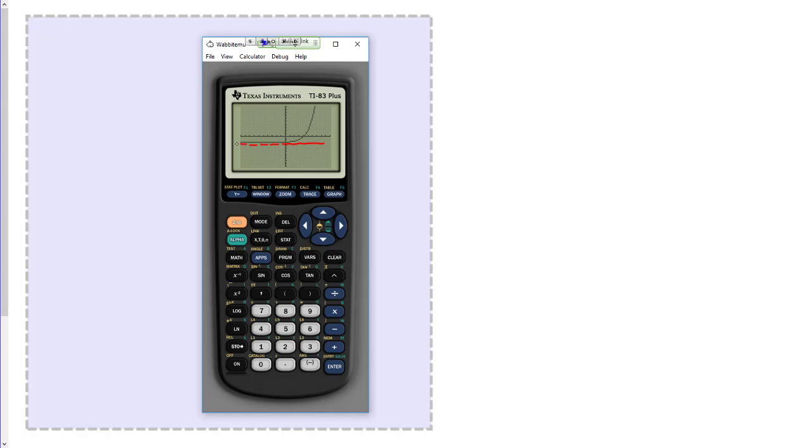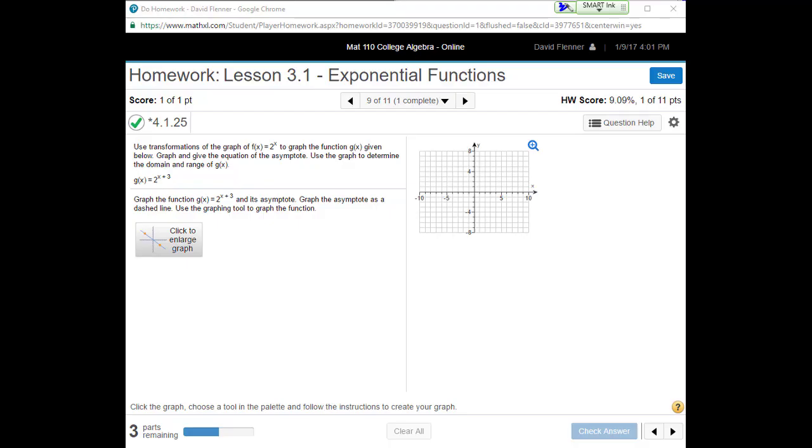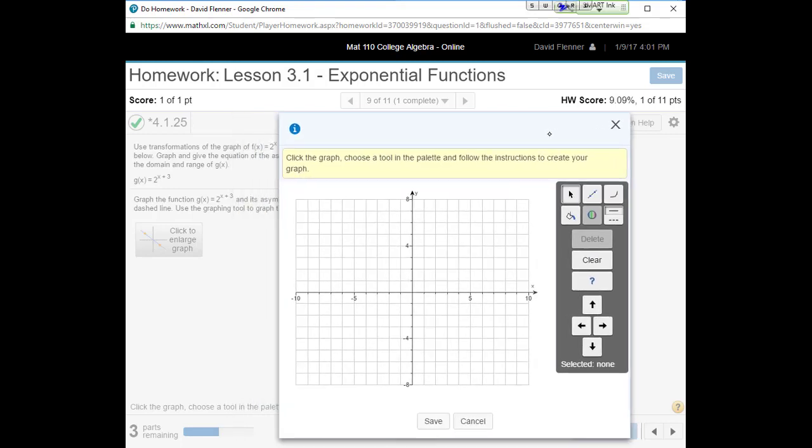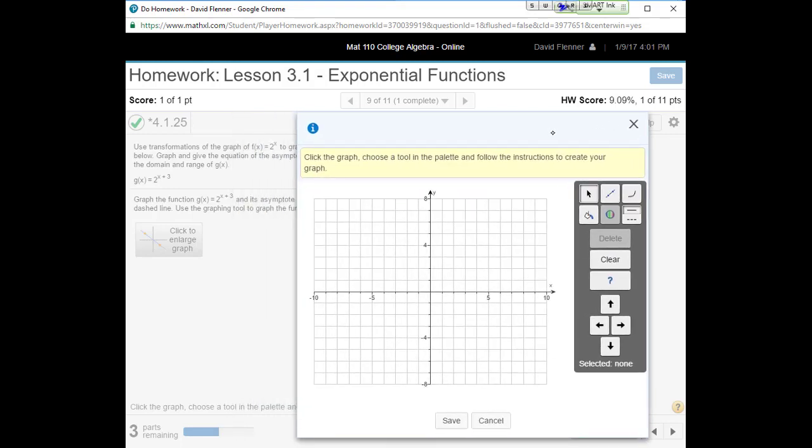Okay, next up we're going to look at some graphing in your online homework system. I want to work with you in a homework problem here because it's not entirely obvious how exactly they want you to do this. The first thing in this particular problem is that they want you to graph this function. And what's nice is you can pull up a little bit larger version of the graph so you can see it a little bit better.